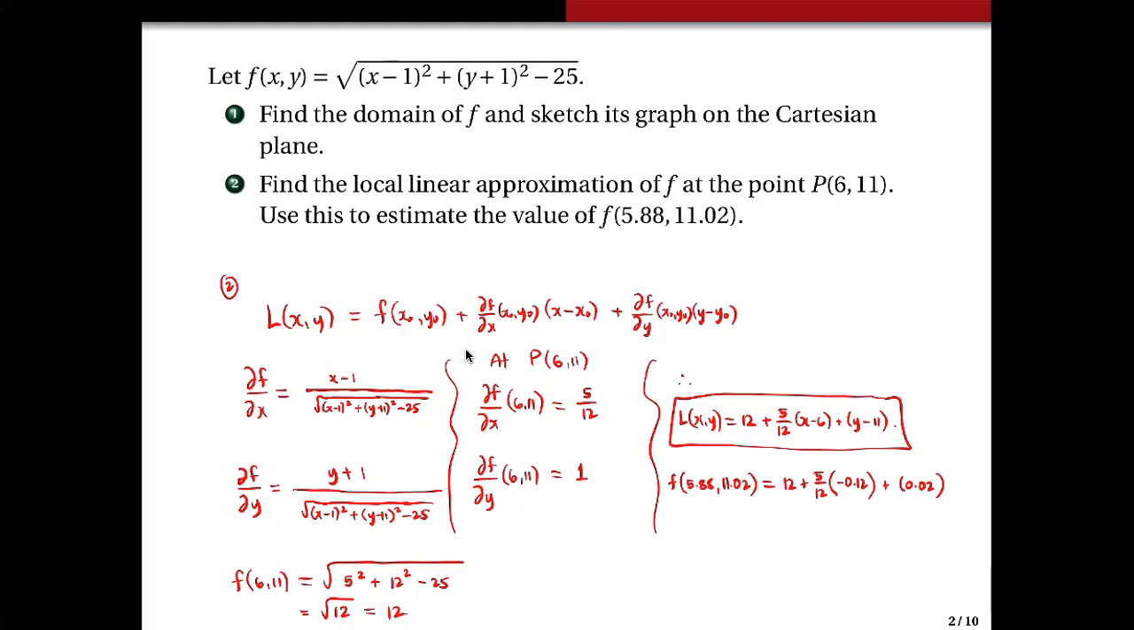So if we just simplify this, what do we get? We have 12 minus 0.5 plus 0.02. Do I have that? No, 0.05 for this. 0.05 plus 0.02. And this is equal to what? 11.97. So this is the approximate value of f evaluated at (5.88, 11.02).